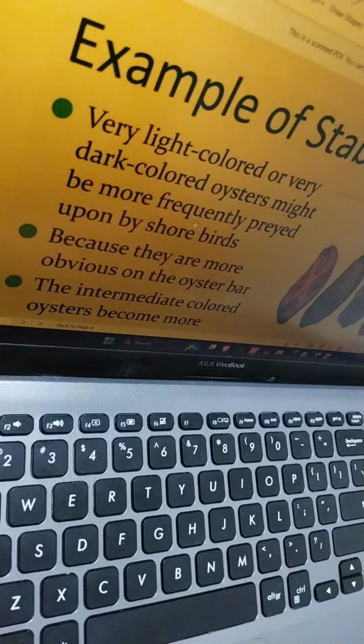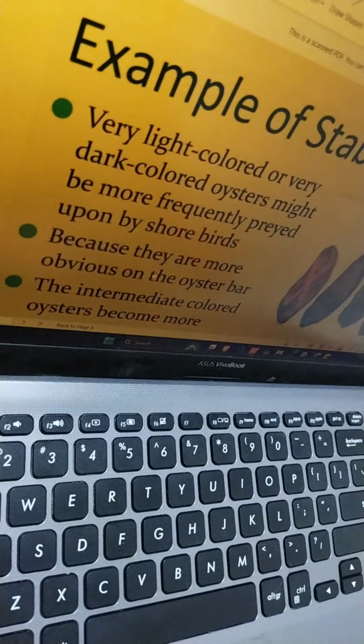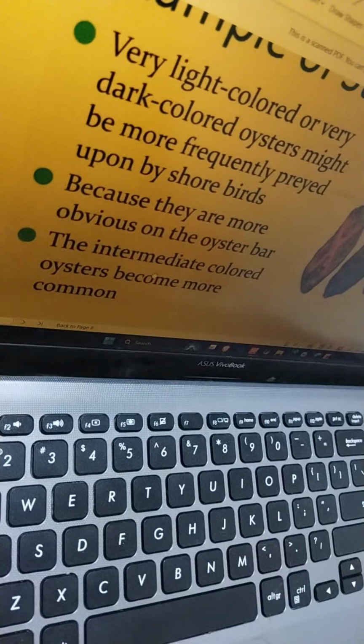Example of stabilizing selection: very light colored or very dark colored oysters might be frequently preyed upon by shorebirds, because they are more obvious on the oyster growth and are more easily seen by birds. The intermediate colored ones become more common.